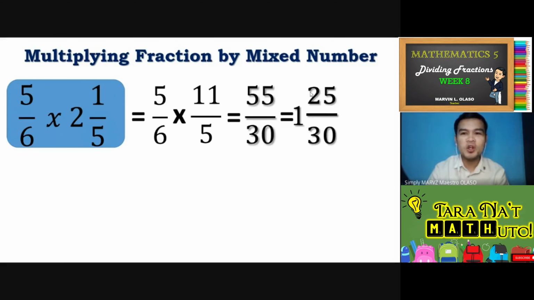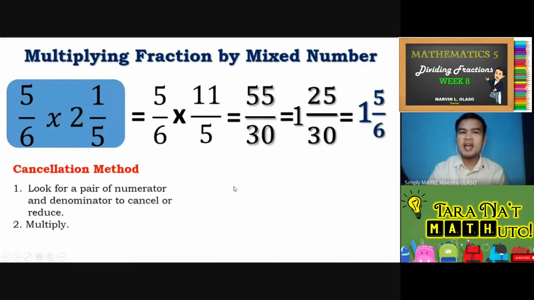So, we have the answer of 1 and then remainder of 25. Then, look at the fraction, 25 over 30. Is that already in lowest term? No, we can still divide 25 and 30 by their greatest common factor or GCF. Ano ba ang GCF ng 25 at saka 30? Yes, we can divide it by 5. So, our final answer is 1 and 5 sixths. Bakit naging 1 and 5 sixths? Dinivide natin yung 25 and 30 sa 5. Kaya naging 1 and 5 sixths.